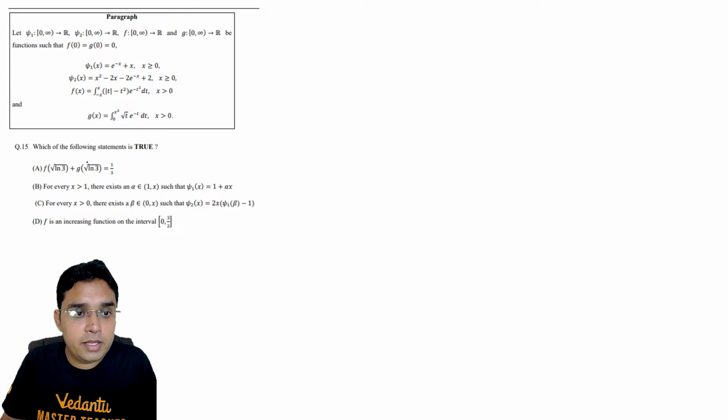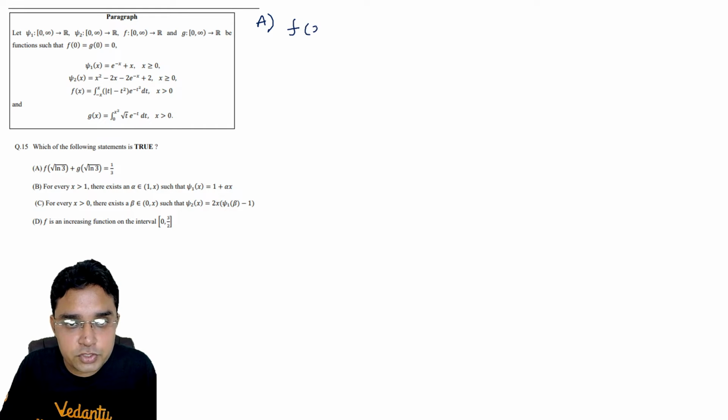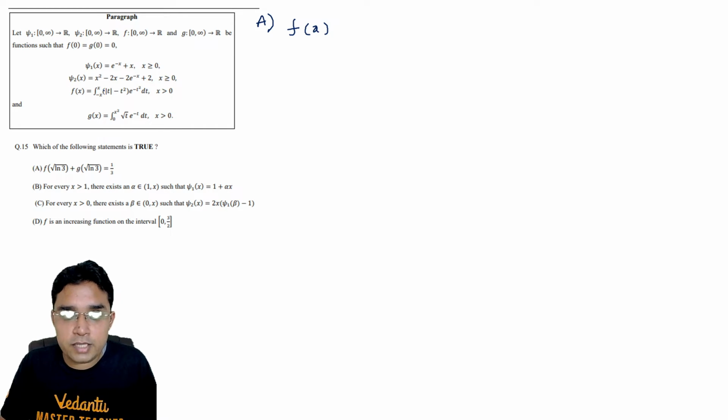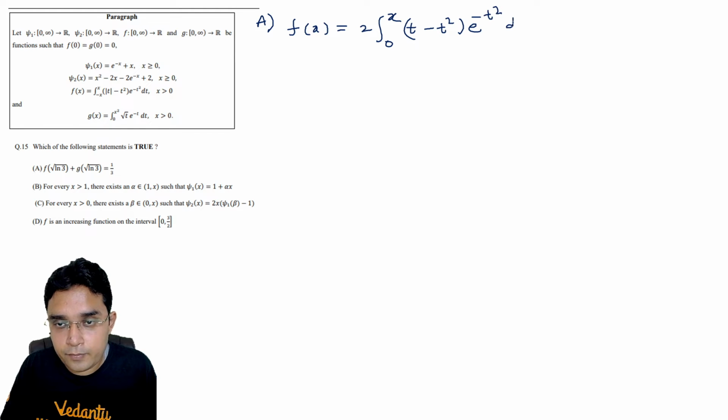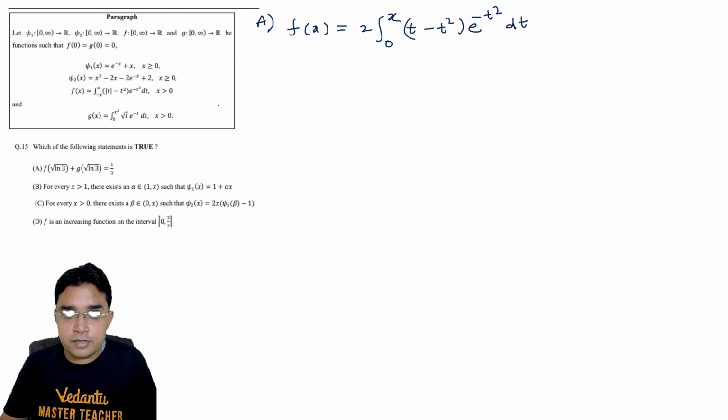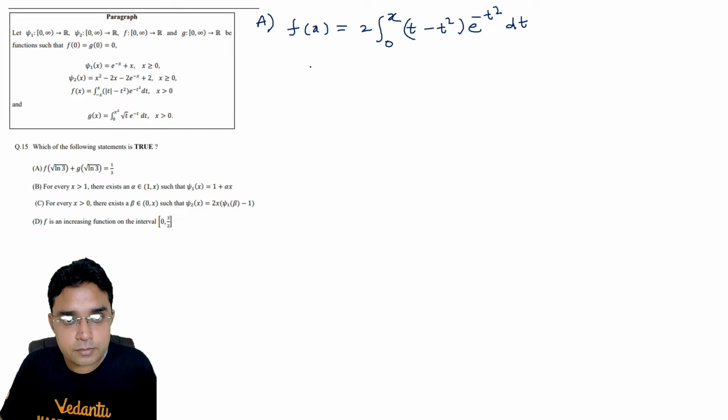In question number 15, the first option is f of root ln 3 plus g of root ln 3 equal to 1 upon 3, or not. Now to see this part, let us write first the f of x function, which is given as integral from minus x to x of mod t minus t square into e power minus t square. Because this is an even function, I can write this as 2 times integral 0 to x of t minus t square into e power minus t square dt. Okay, x is positive, so mod t can be written as t only.